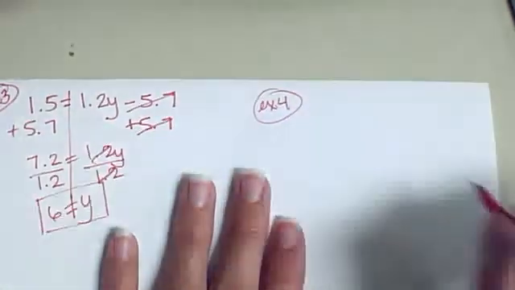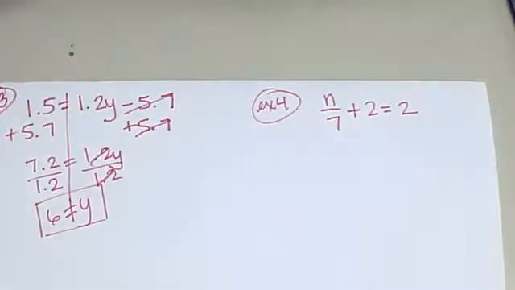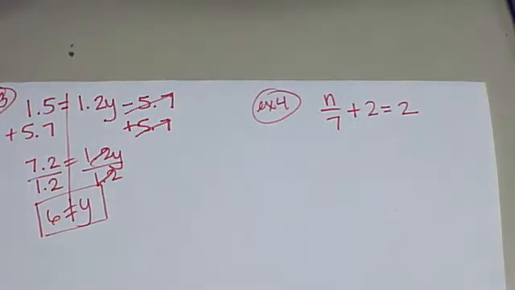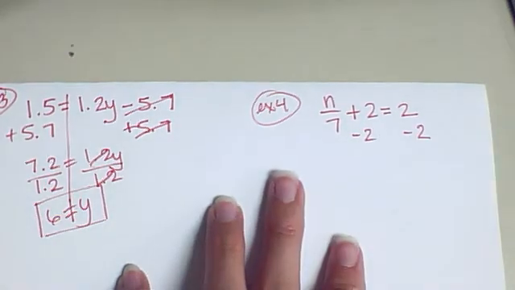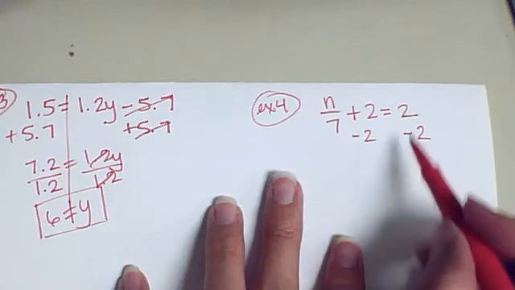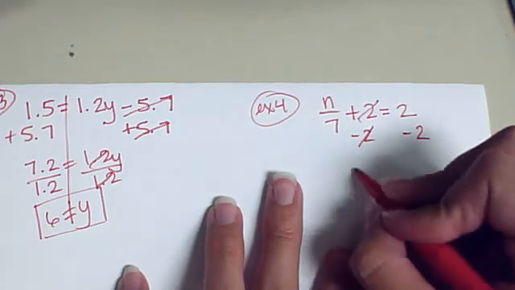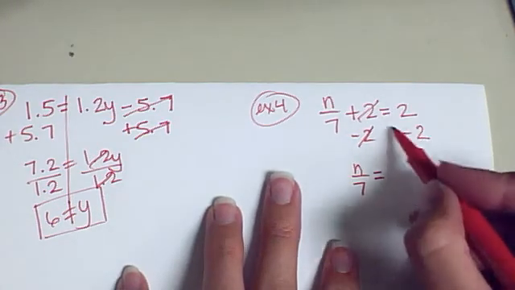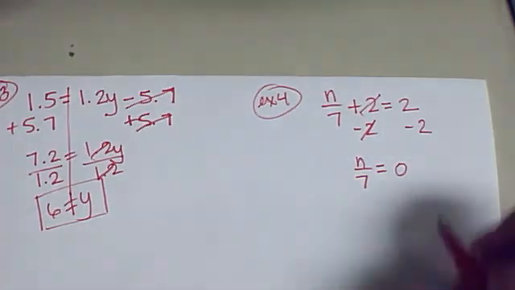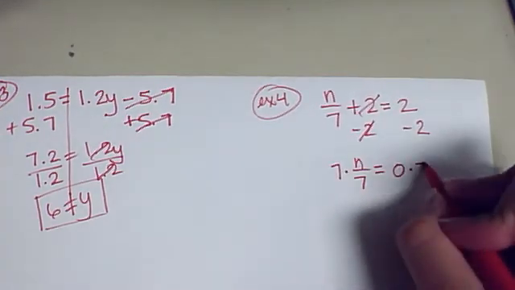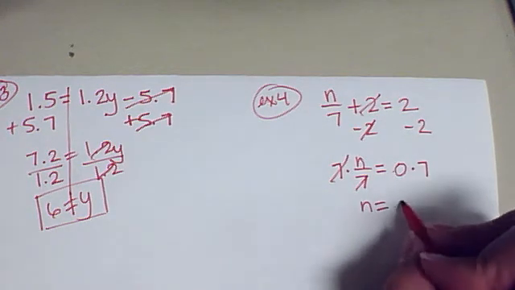Example number 4. N divided by 7 plus 2 equals 2. In this case, n is being divided and added. I'm going to start by getting rid of my adding. So I'm going to subtract 2 from both sides. I say both sides of the equals. This time I didn't draw my line. I want you to start getting the idea that we're just talking about both sides of the equal sign. Those cancel, and I have n divided by 7. On the other side, I have 2 minus 2, which also cancels or is 0. Now, to get n by itself, it's being divided. The opposite of divide is multiply. So I multiply both sides by 7. And I have n equals 0 times 7 is 0.